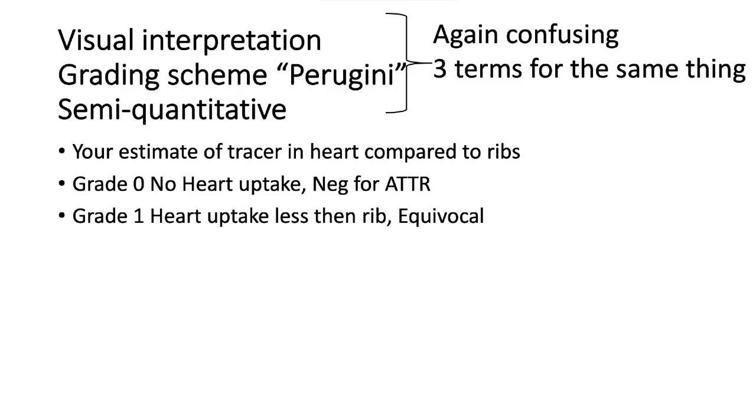Grade 1, the heart uptake is less than the ribs. And that's an equivocal study. And we all hate equivocal studies. We want to either be negative or we want to be positive.